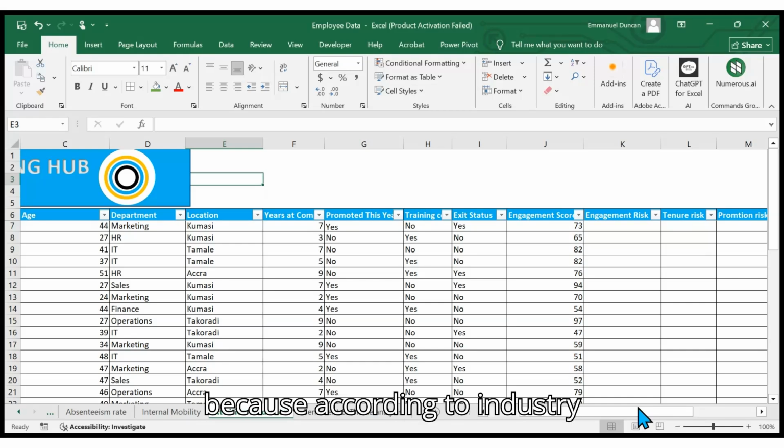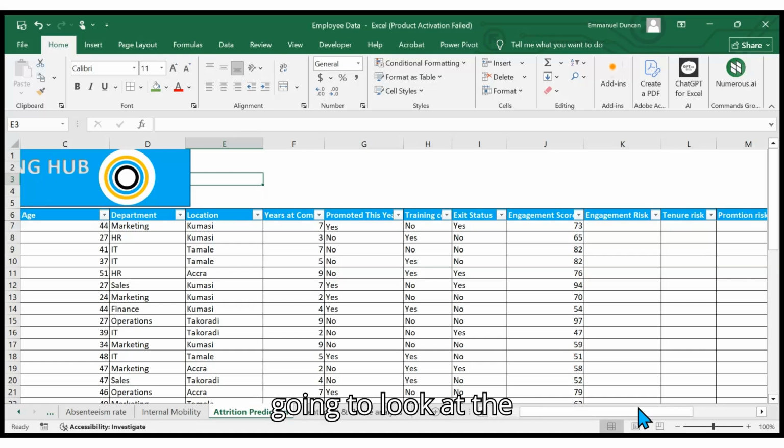because according to industry benchmark, most employees that are likely to leave spend less than 2 years with the organization. So one key factor we considered here based on this data set is the tenure of the employees.